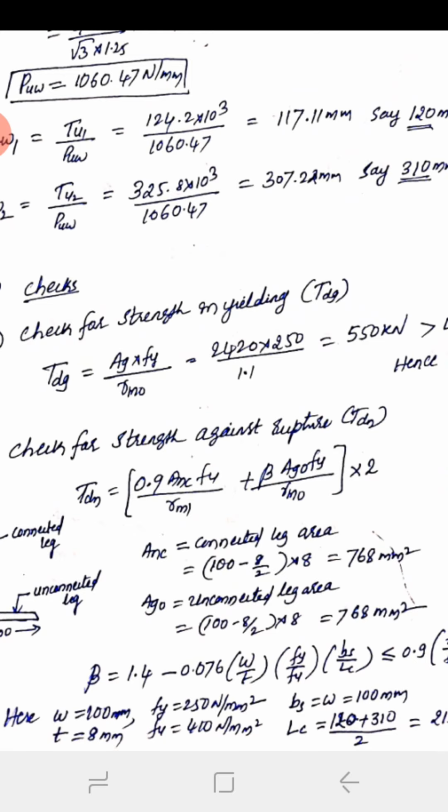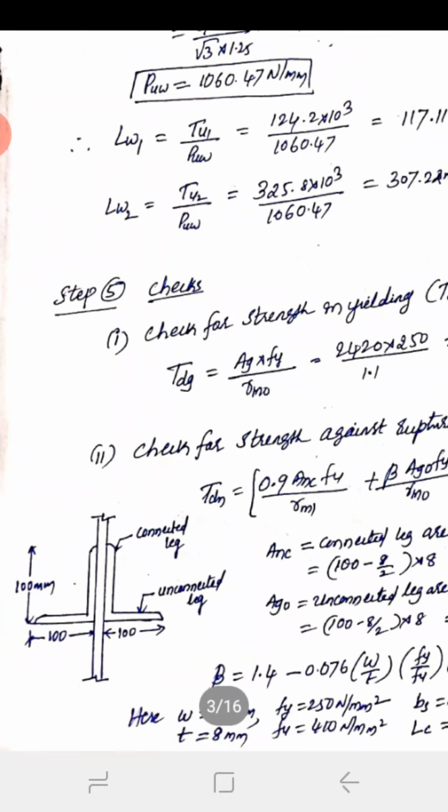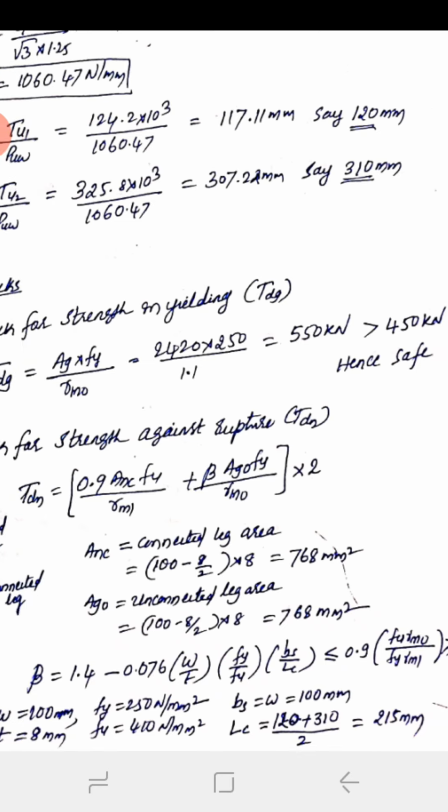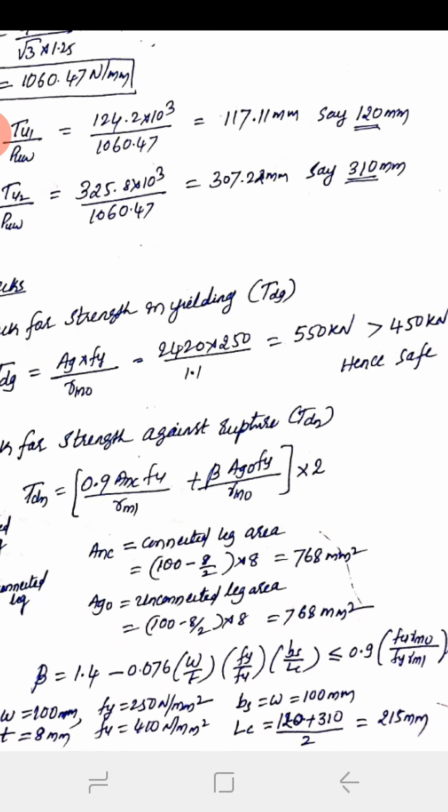Why do you have to multiply it by 2? Because you are designing the double angle. Whatever formula is given in the code is for a single angle, and since double angles are being provided here, you have to multiply it by 2. Whatever strength you get, multiply it by 2. That is the change when you compare with the single angle.